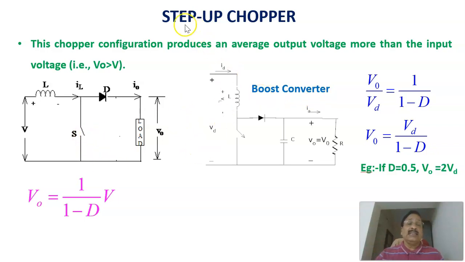Therefore, that is the second type of DC to DC converter. The first one is the step down chopper, or its corresponding converter, the buck converter. And here it is called the step up chopper, or its corresponding converter, the boost converter, that increases the output voltage for a given input voltage by the ratio 1 by 1 minus D, or V0 equal to VD divided by 1 minus D. As I already told, for example, if D equal to 0.5, the output voltage is equal to 2 times the input voltage. V0 equal to 2 times VD.